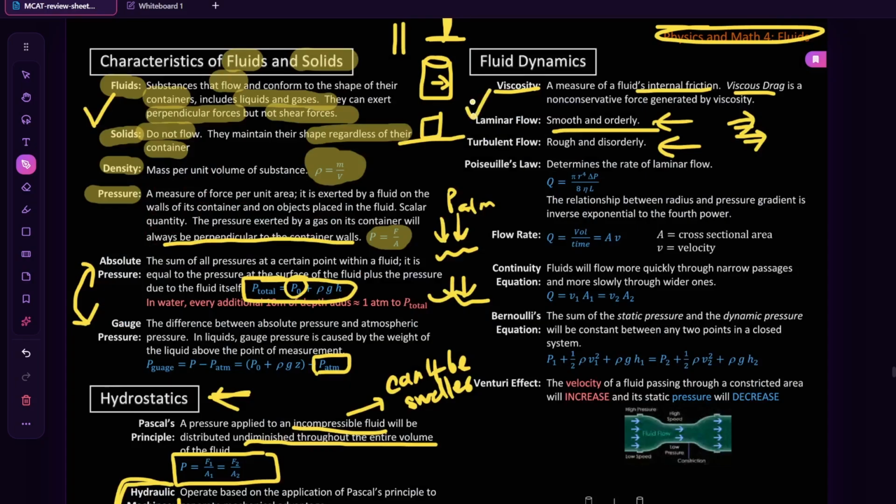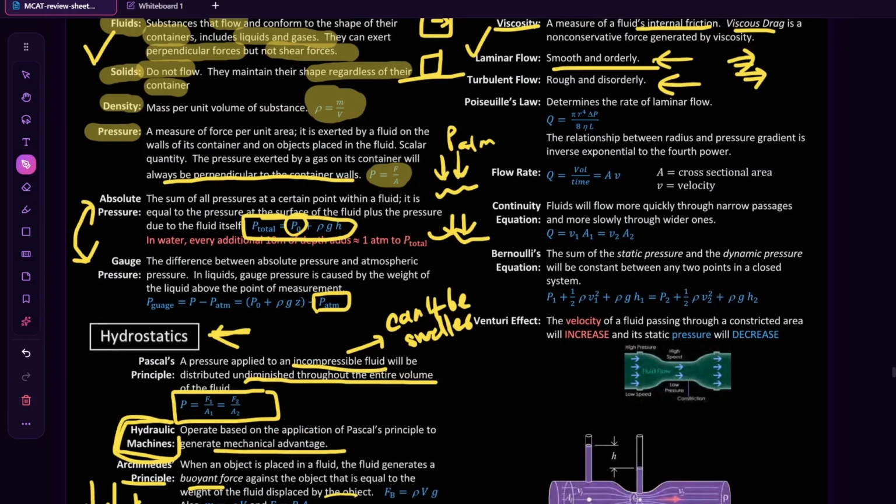Poiseuille's law, like Poseidon, the Greek god, is a law that tells you how fast a fluid will flow. It gives the rate of laminar flow through something like a tube. The tube will allow laminar flow as long as it doesn't have any obstacles in it. This is a picture of pretty laminar flow down here as well.